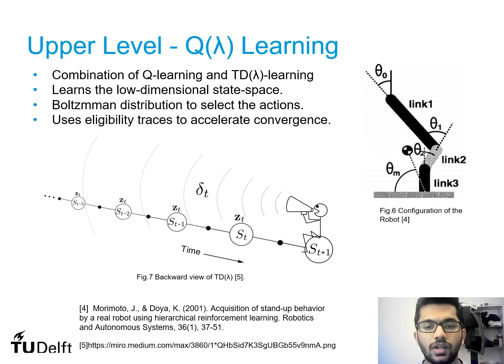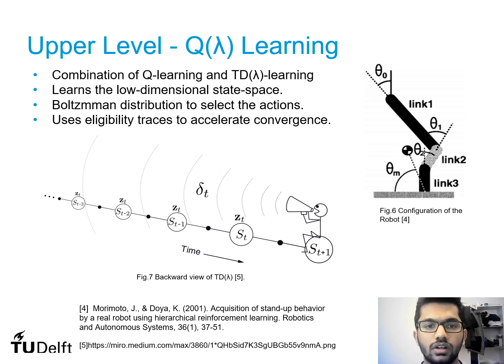The actions in the upper level are based on the Boltzmann distribution, where for a given state, a set of possible actions are drawn from the distribution. This Q lambda learning uses another interesting parameter called eligibility traces to accelerate the convergence. So what exactly does this eligibility trace do? They keep track of the actions that happened in the previous timestamps and weigh them accordingly, which are eligible for the future learning process.